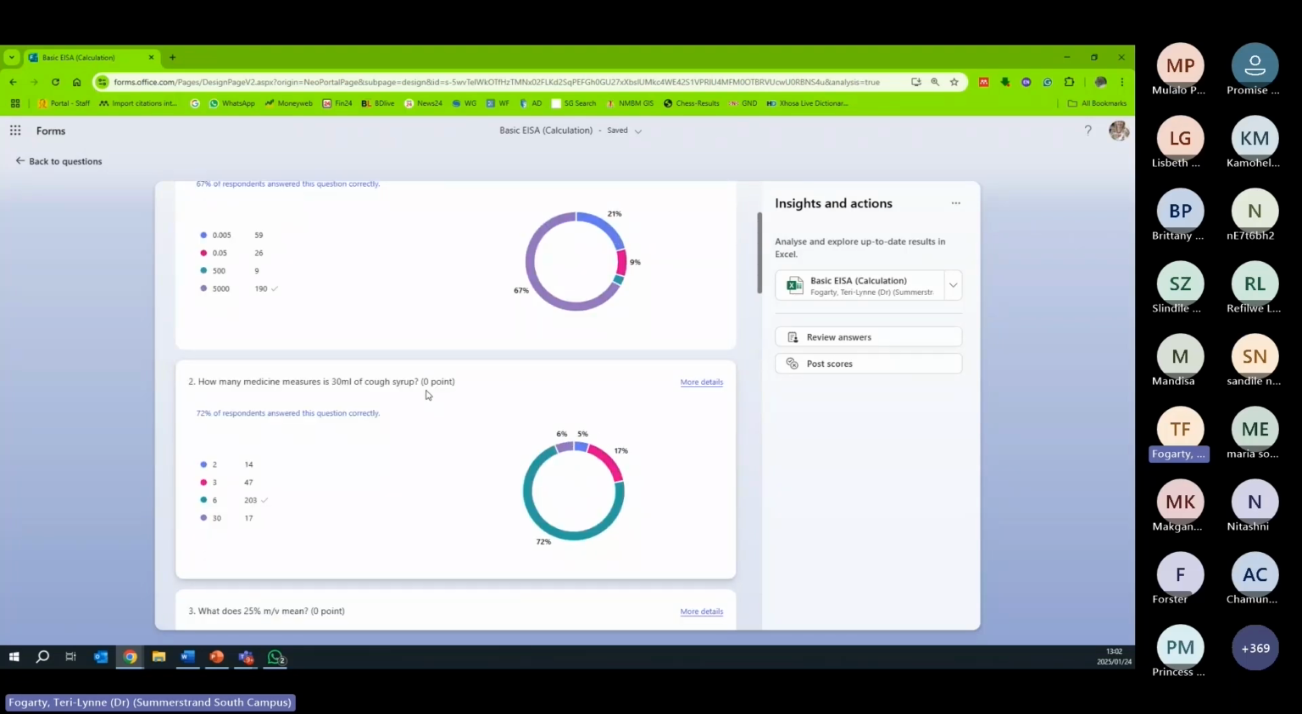And now I've got to work out how many of those 5 mil medicine measures is 30 mils of cough syrup. So the way to do that calculation is to say 30 divided by the 5 mils, and your answer should be 6.